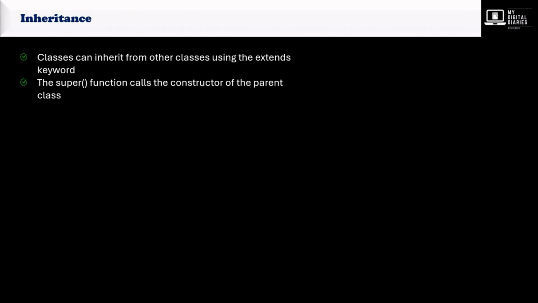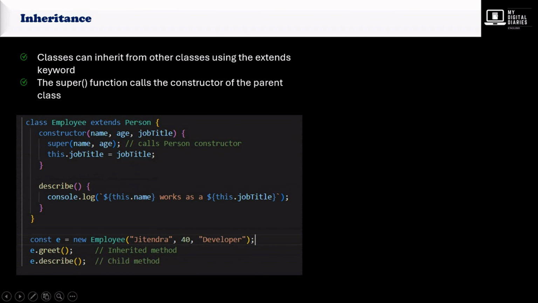When we create a constructor inside a child class, we often need to call the parent's constructor to properly set up inherited properties. So this is done with the keyword super function. Think of the super function as a shortcut to say, run the constructor of the parent class first, so I can then add my own properties. So let us take an example here.